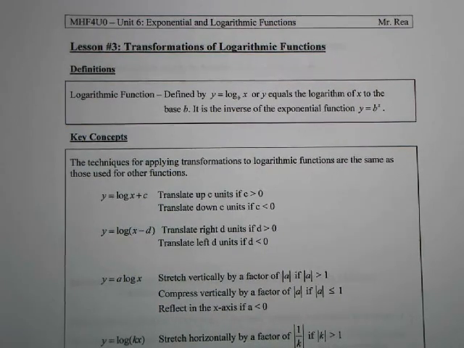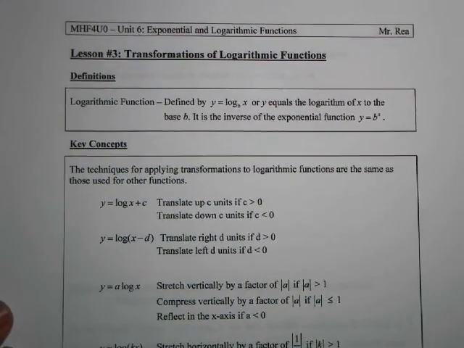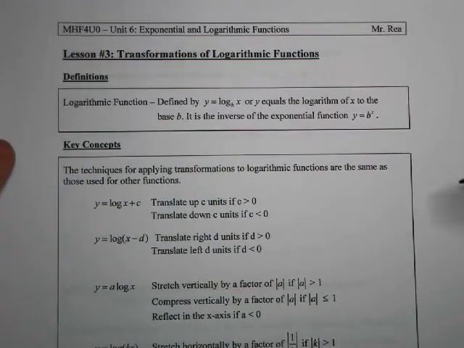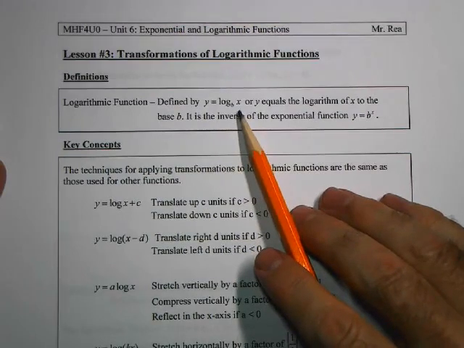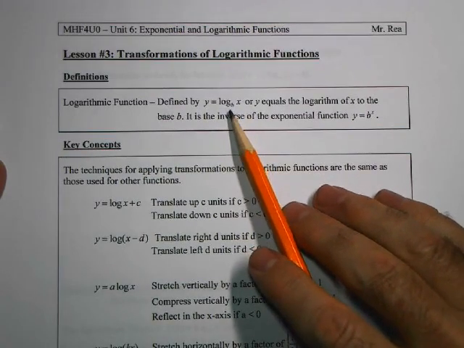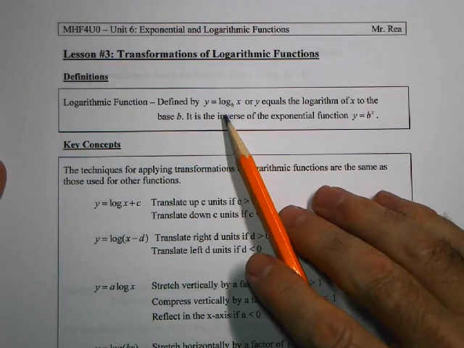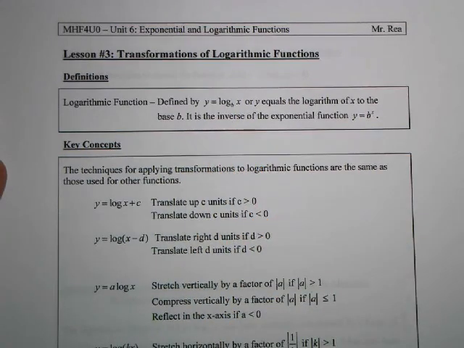Actually, next lesson we're going to look at some of the laws to help us evaluate some more complex logarithms. For now, we're going to look at the transformations. This is going to be very helpful when you graph any type of logarithm function, if you have to. So basically, we're starting with the function y equals log base b of x. That would be considered our base log function. And then we're going to apply some different transformations.